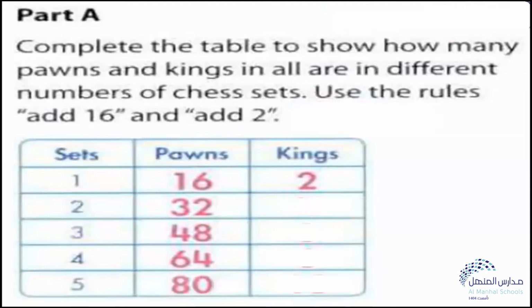We can do it another way, because if we multiply 1 by 16 it will be 16, multiply 2 by 16 it will be 32, multiply 3 by 16 it will be 48. So all of them are the same. You add 16 each time, or multiply by 1, 2, 3, and so on. The second one, kings: for set number 1, it will be 2, the second set it will be 4, and each time adding 2, it will be 6, then 8, and the fifth set will be 10.